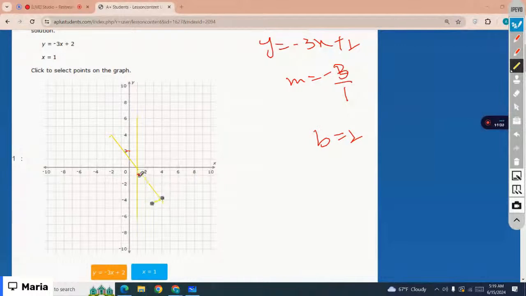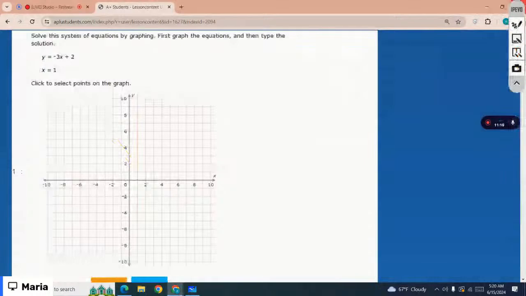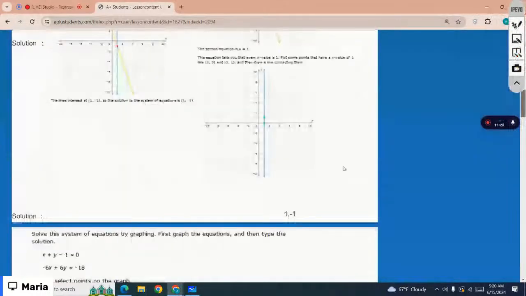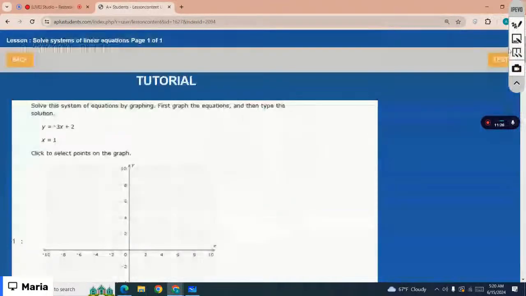So basically this is the point of intersection. The line is a bit moved. So that means that is the point of intersection. That is x equals 1 and y equals -1. The solution is 1 and -1. Let's just see. See, 1 and -1 is the solution. Let's just start with the test questions.